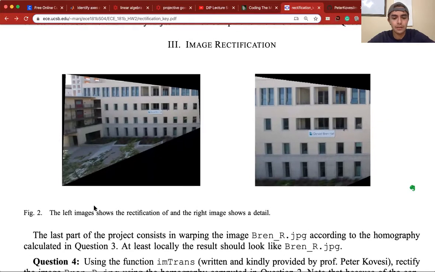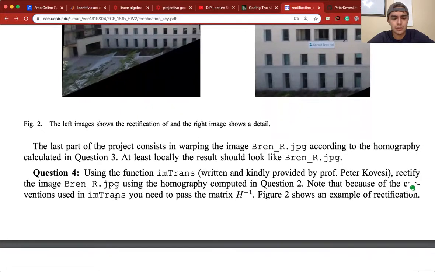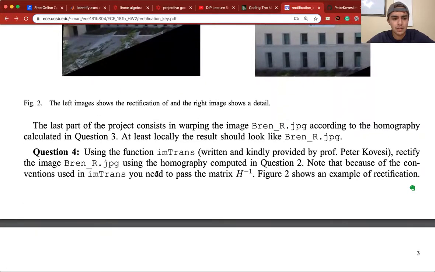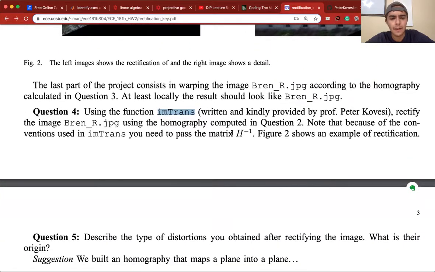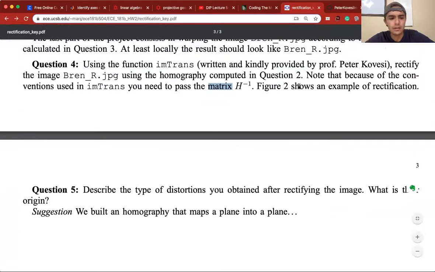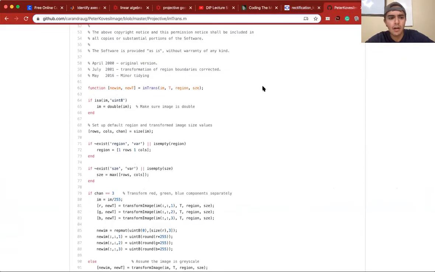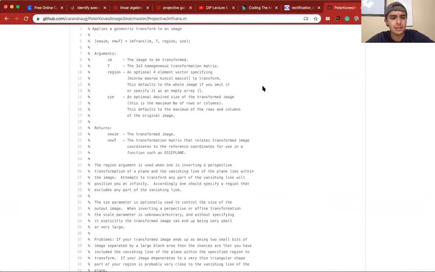And I was trying to look more into it. There's another question that says here, use the function image transformation. You need to pass the inverse of the transformation, I believe here. And I tried to look for it, and I did find it. Here's what it looks like. It's really long.